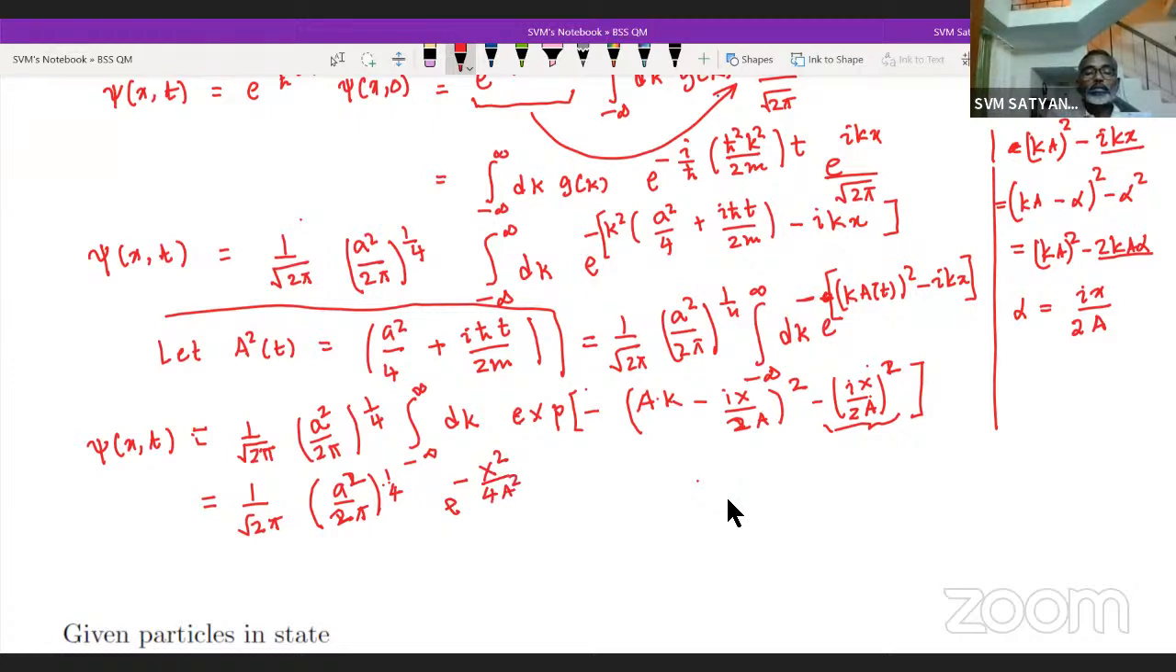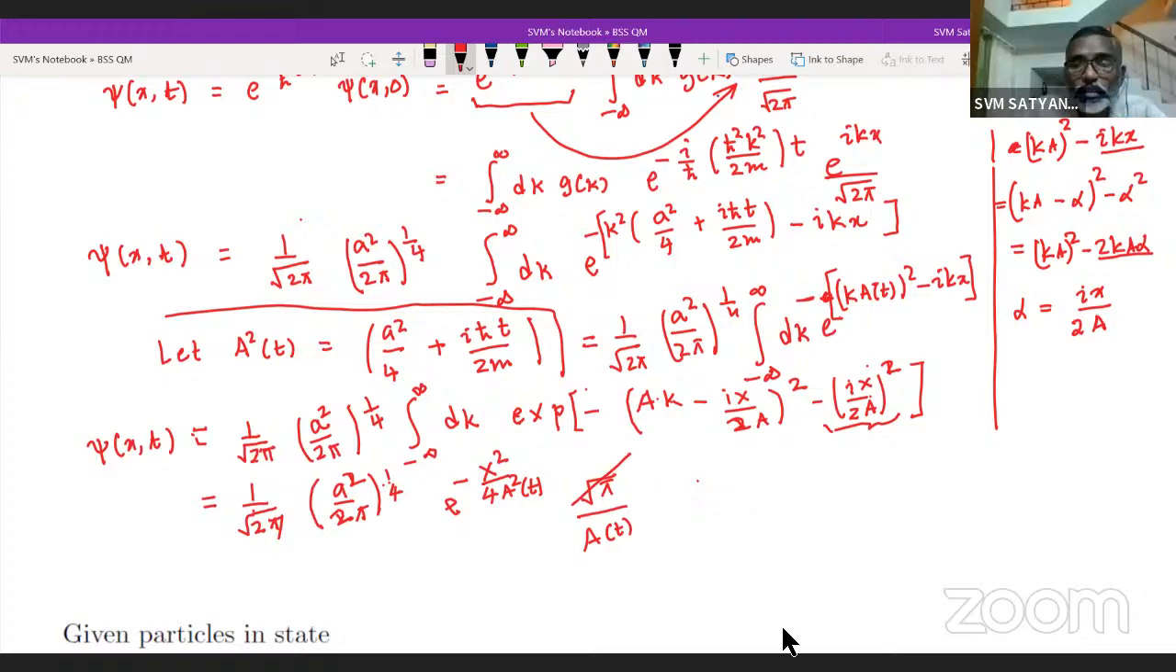Always remember this is for the time. Into we have an integral, so this integral can be solved, and like in the previous case, we will get this integral as root pi divided by a of t. Okay, so that is the solution. Now you can see this root pi can cancel with this root pi, and so.